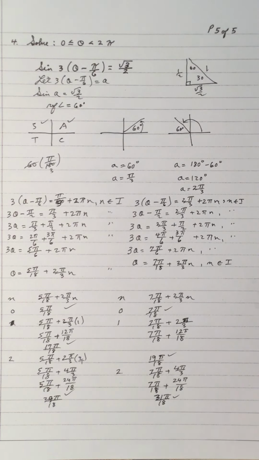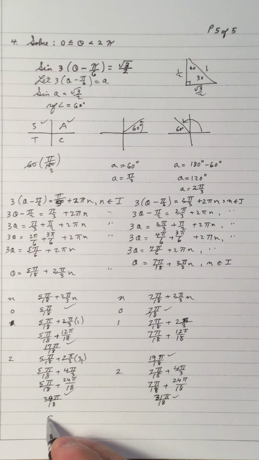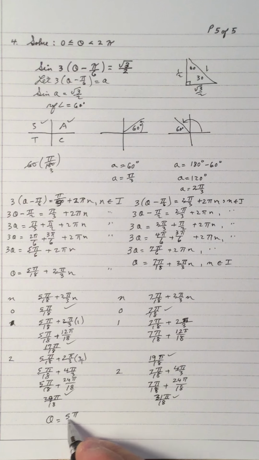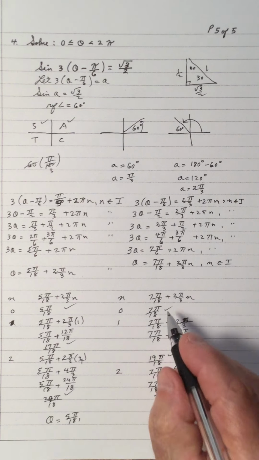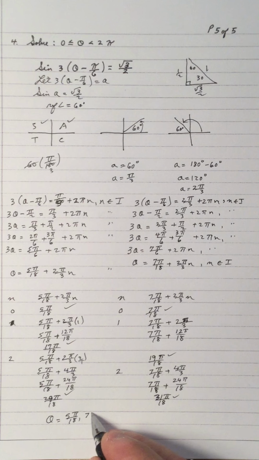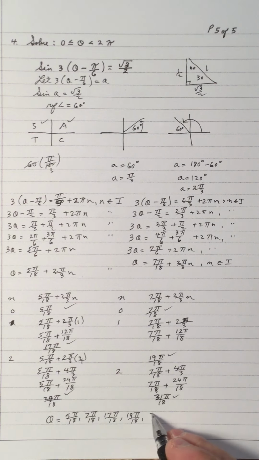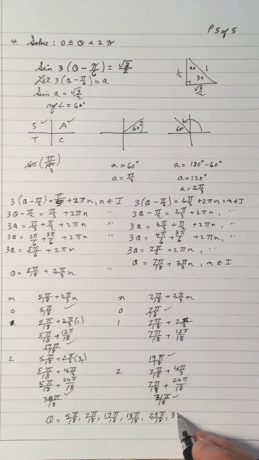So the answers here, theta is, we got a 5 pi over 18, and we can go with the next one, but just want to do them in order, 7 pi over 18, and the next one is 17 pi over 18, and we got a 19 pi over 18, and we have a 29 pi over 18, and a 31 pi over 18.